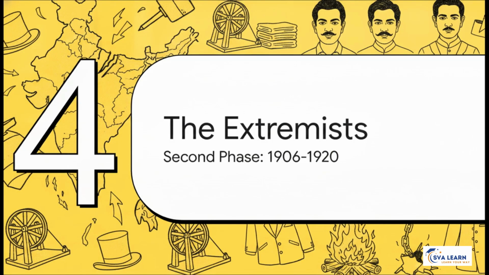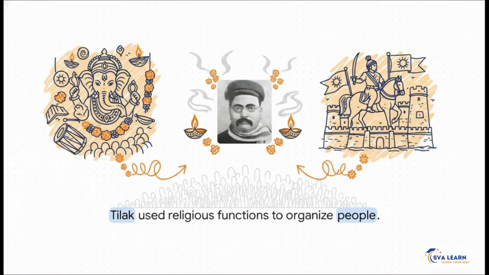All right, Section 4, the second phase, dominated by the extremists, from 1906 to 1920. That partition completely enraged the country, and it led to the famous Lal Bal Pal trio.